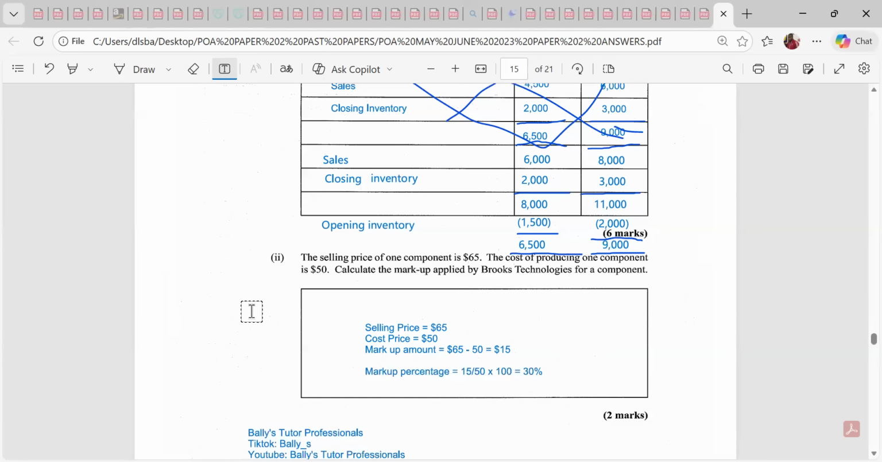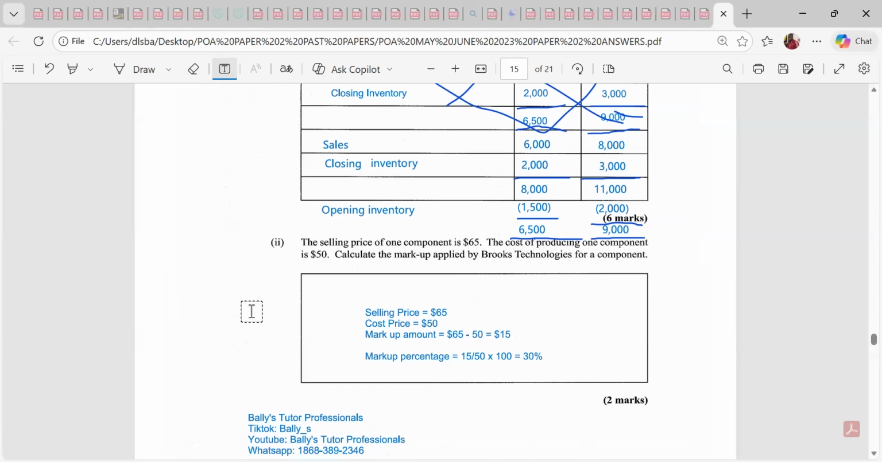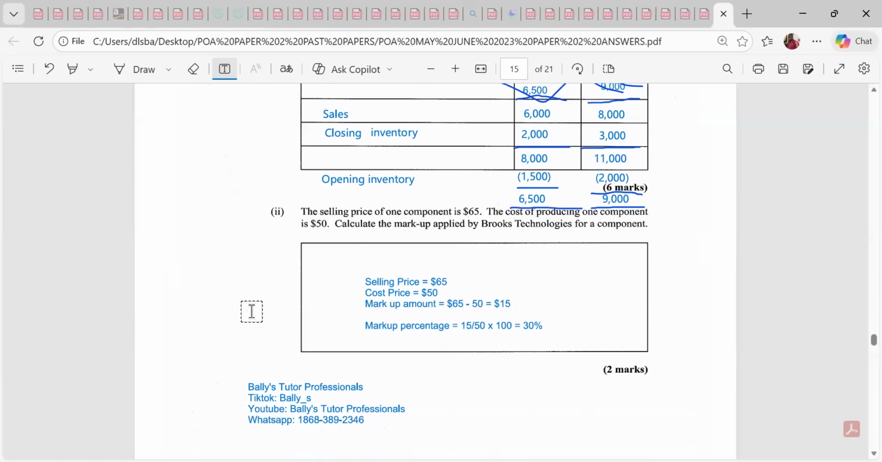The markup would be the amount that they added to the cost price to get the selling price, which would be the $15. Alright? So they add $15 to the cost price to get the selling price. Because if the cost is 50 and the selling price is 65, they add $15 to it, right? To calculate the percentage of the cost that they added, they'll take the 15 that they added, divided by the cost, and multiply it by 100. Right? Markup is all about cost. Margin is all about selling price.